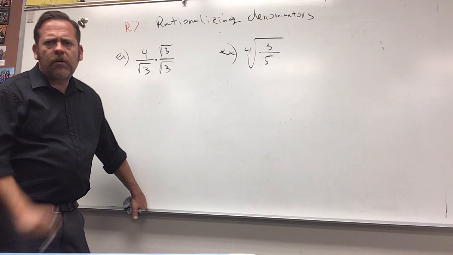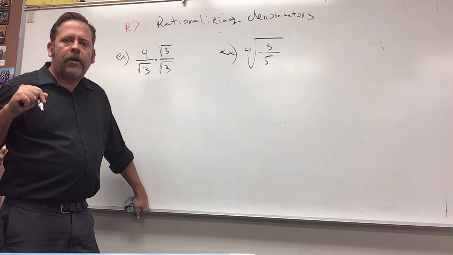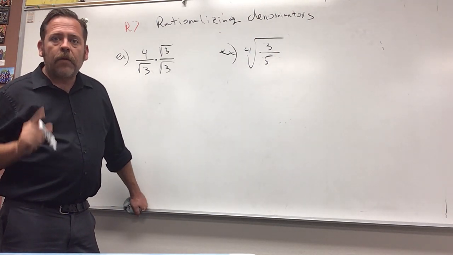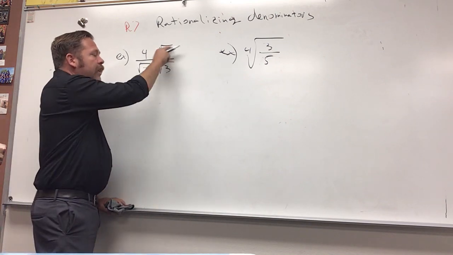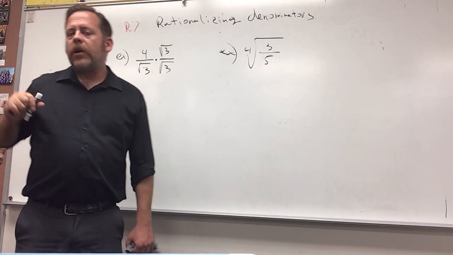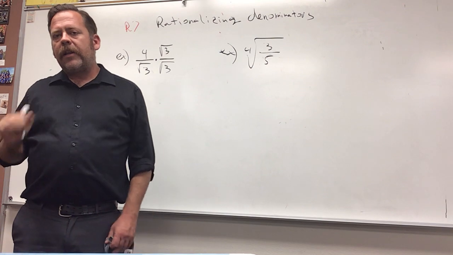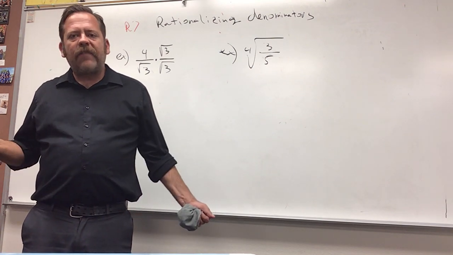Why am I allowed to just go around and multiply by radical 3 over radical 3? Because anything over itself is 1. And when you multiply anything by 1, it doesn't change its value.